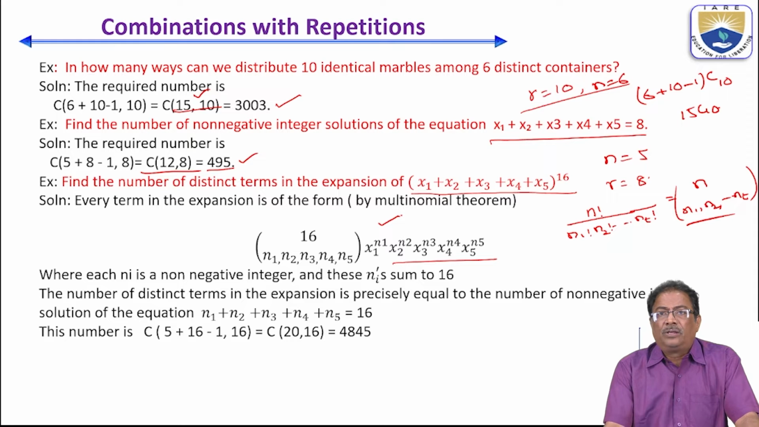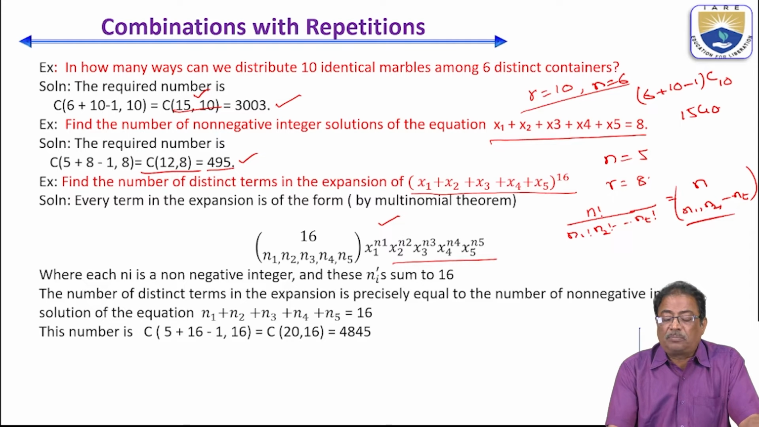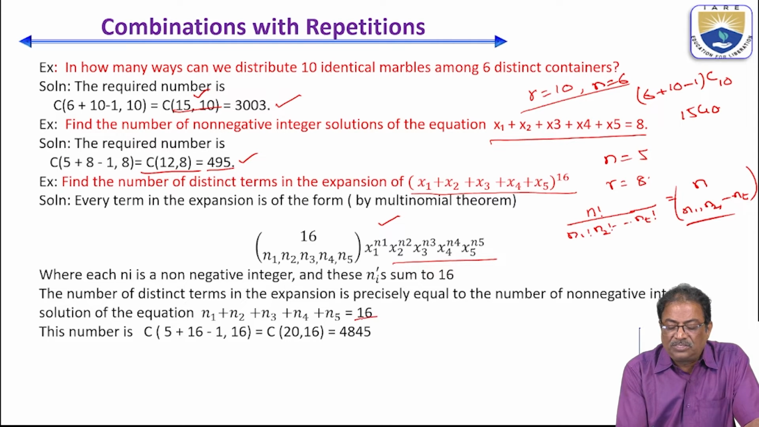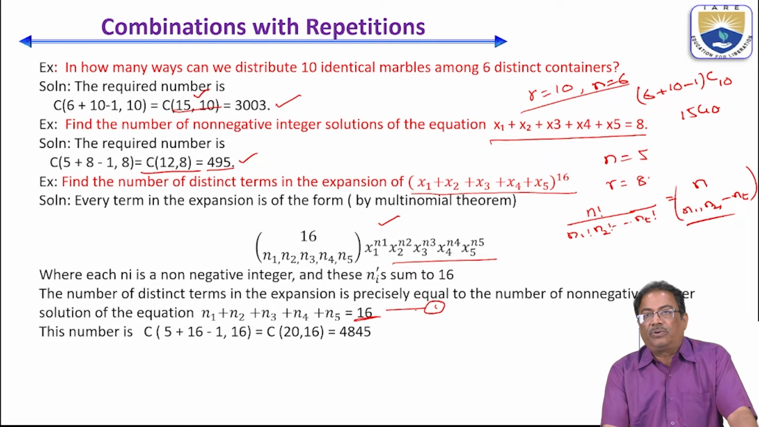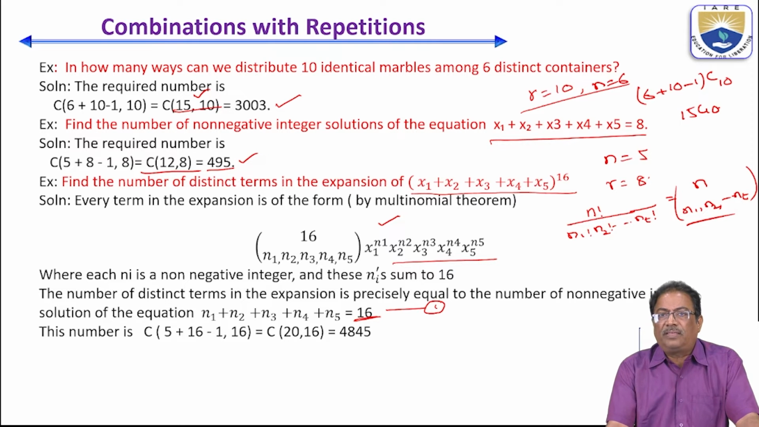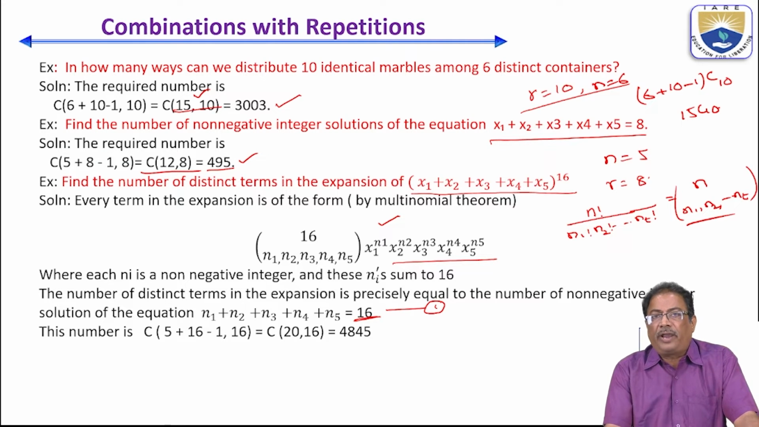Here, we have to consider n1 plus n2 plus n3 plus n4 plus n5 is equal to n, and n is nothing but 16. Subsequently, we get an equation. From this equation, we are going to find how many non-negative integer solutions this equation has.